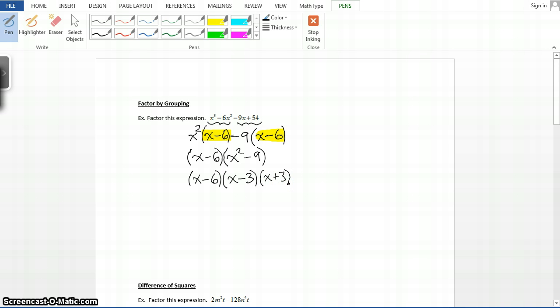Whenever you do factor by grouping or any other type of factoring technique, if you think you're done, like at this step right here, you always look at both of those factors and see if they can be factored again.